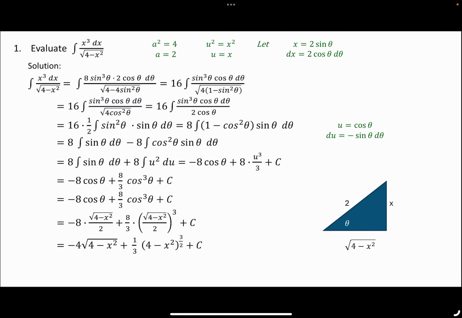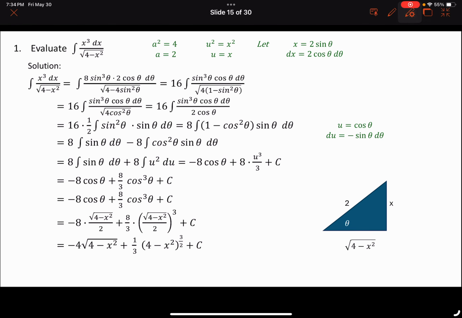Let us say, for example, that we want to evaluate the integral of x cubed dx over the square root of 4 minus x squared. The term that makes it difficult to integrate is 4 minus x squared. It is of the form a squared minus u squared, where a squared is 4 and u squared is x squared. Here we can compute a equal to 2 and u equal to x.